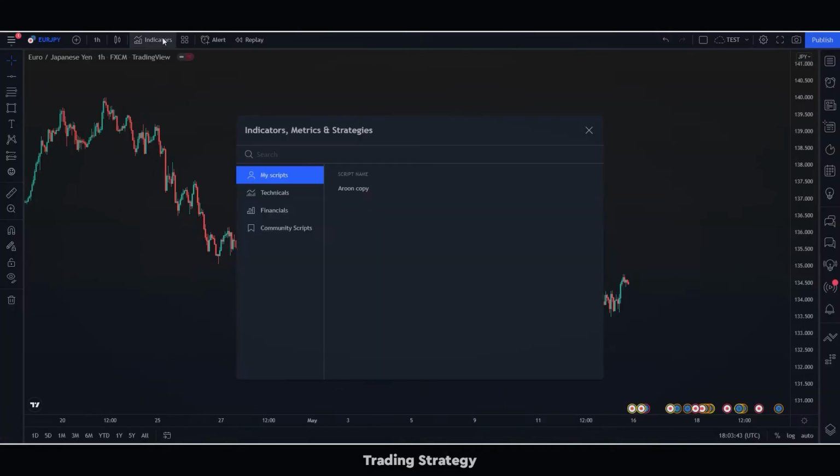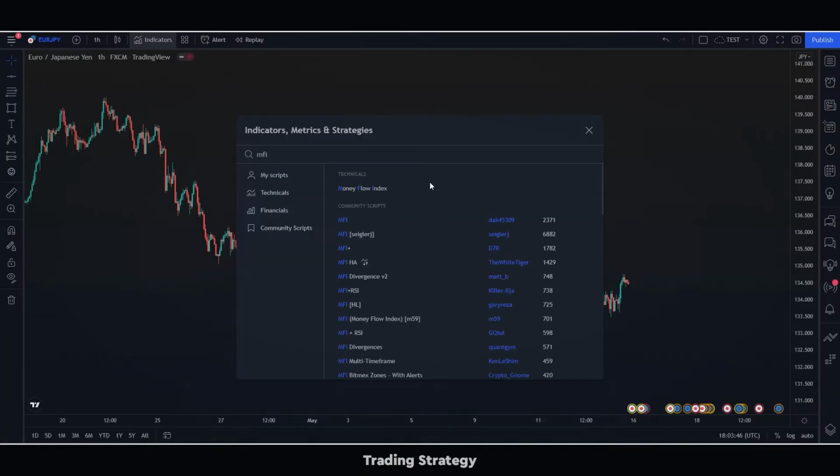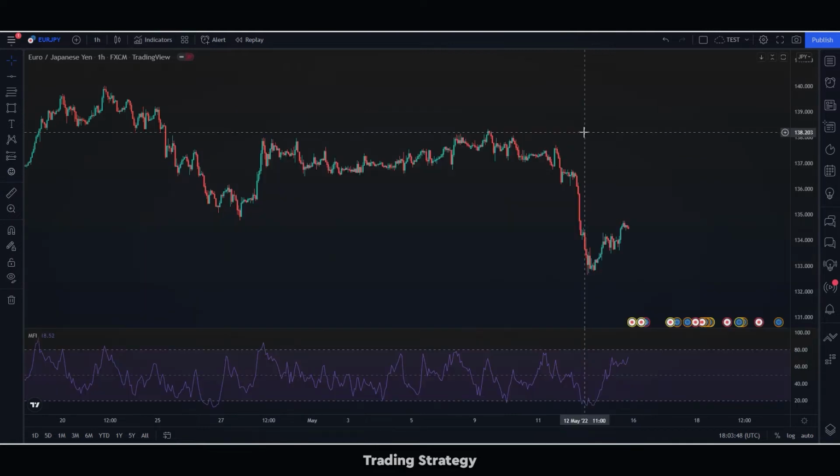The first thing we will have to do is select the MFI indicator. We must configure this indicator in 23.